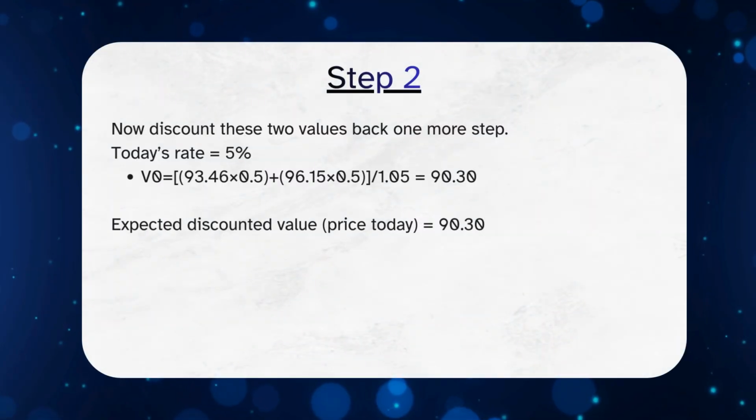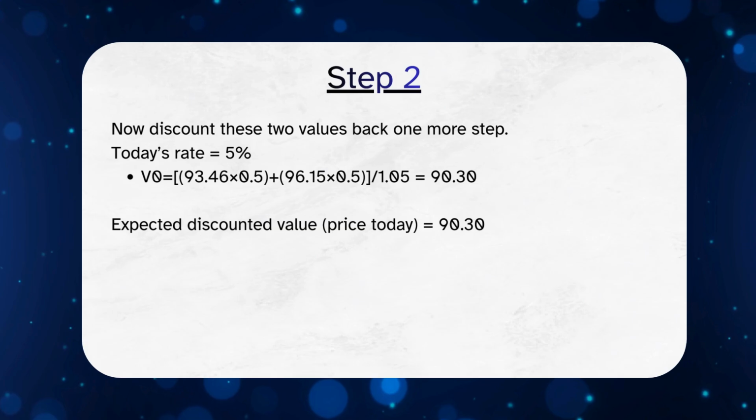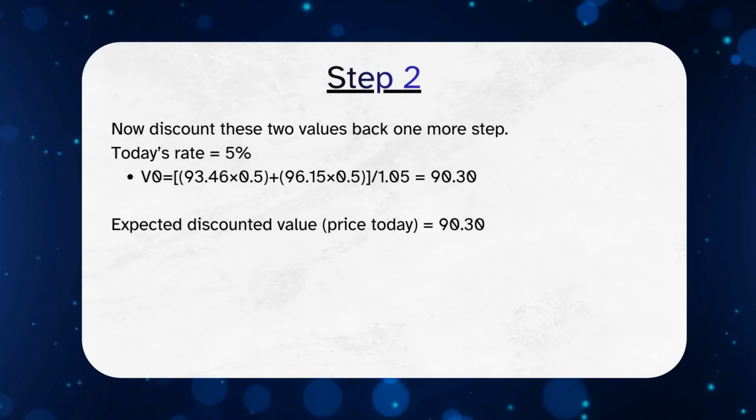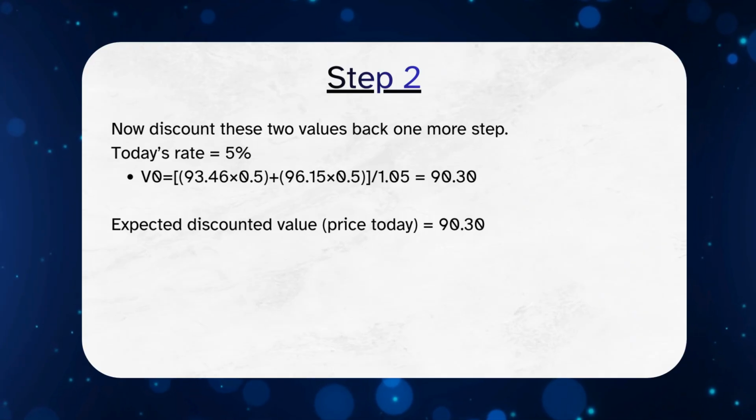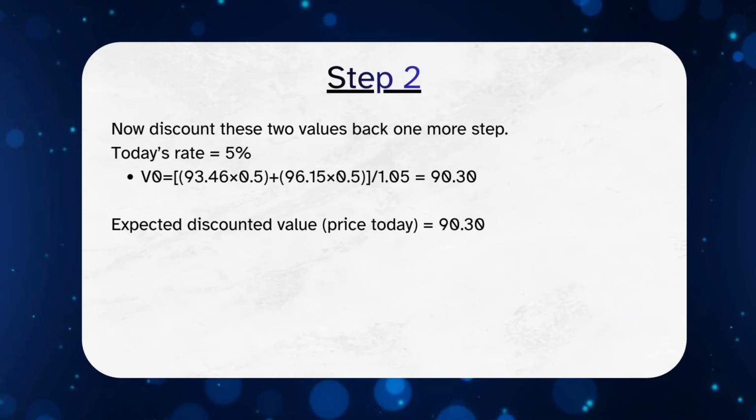Now we are ready for the final step. We move backward once more, from year 1 to today. We take the average of the two values we just calculated and discount them using today's interest rate of 5%. And finally, we reach the present. The expected discounted value of the zero-coupon bond today is approximately 90.30 rupees.